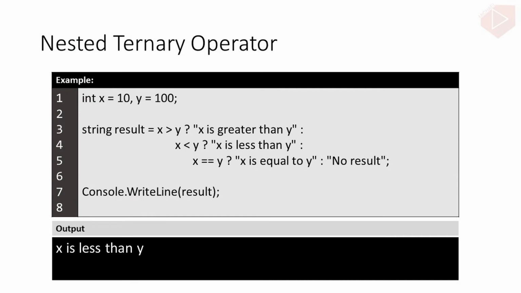We can create a nested ternary operator by including multiple conditional expressions as a second or third part of expressions in the ternary operator. These nested ternary operators will help us replace if-else-if statements.